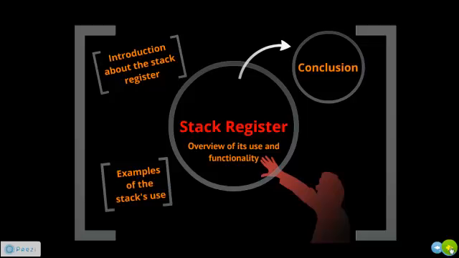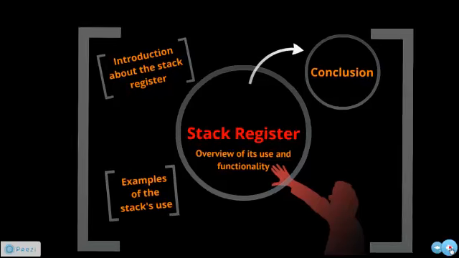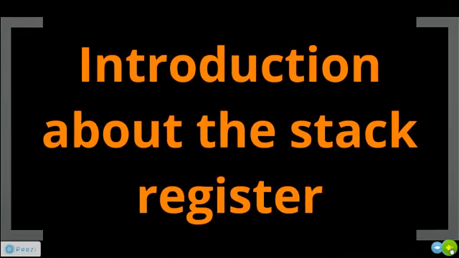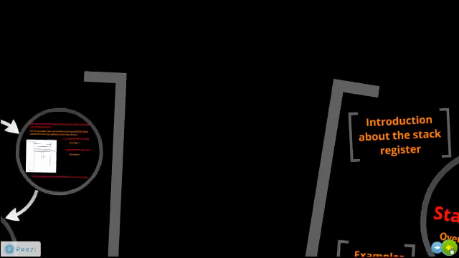In this tutorial I'll be explaining the stack register, a brief overview of its use and functionality. Before I begin, I'll be assuming that you have a basic knowledge about the MIPS instructions, mainly add I, load word, store word, jump and link, and branch not equal. Also, I'll assume you are able to convert C and C++ code into its assembly counterpart. Okay, first we'll have a brief introduction about the stack register.